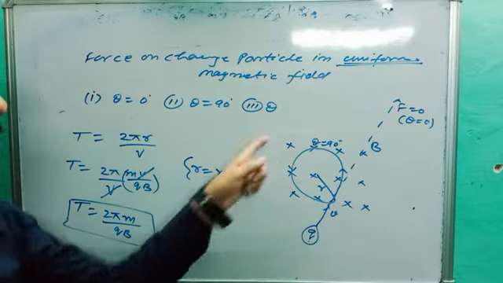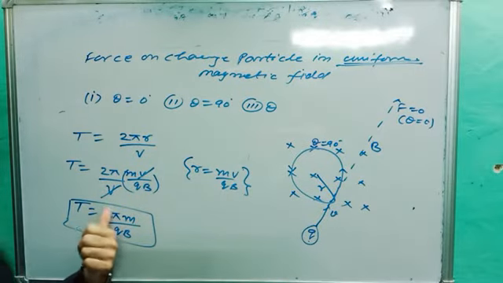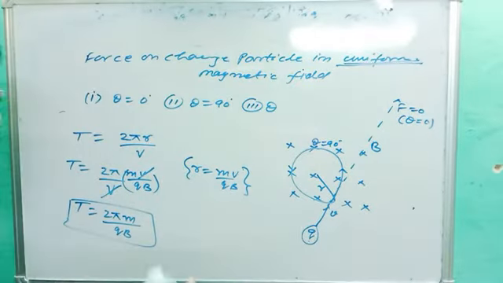You better know when it rotates in a circular path, it will have the time period T equal to 2 pi m upon qB. That much time is taken in one rotation. Next, frequency.